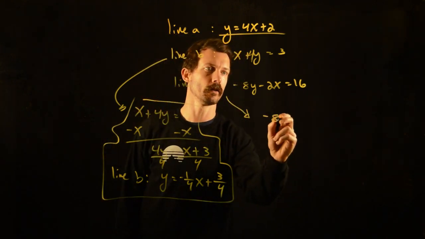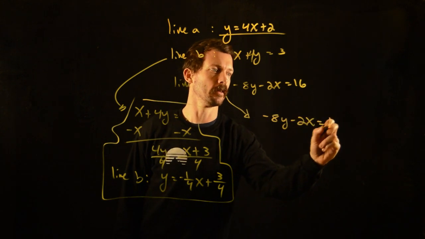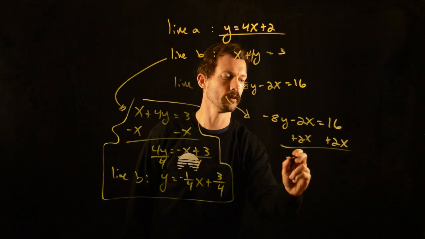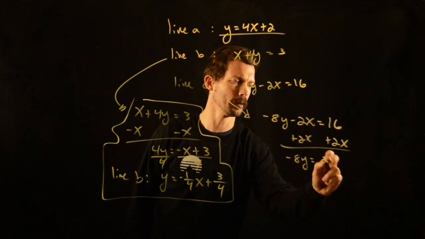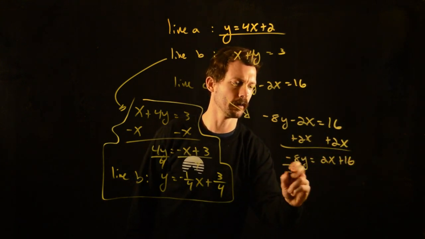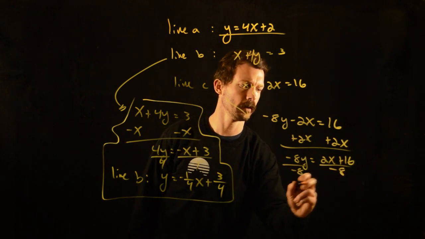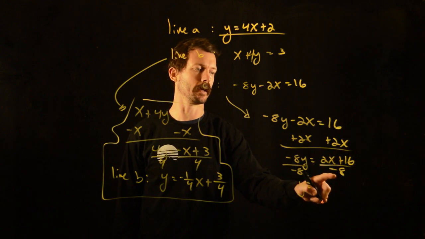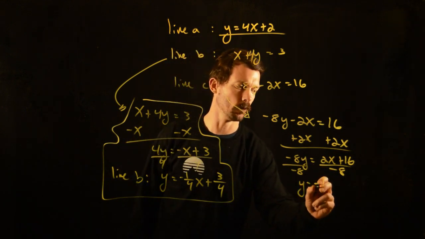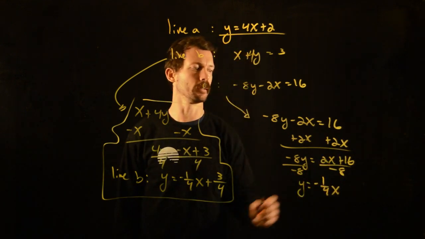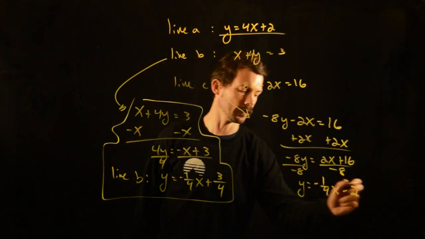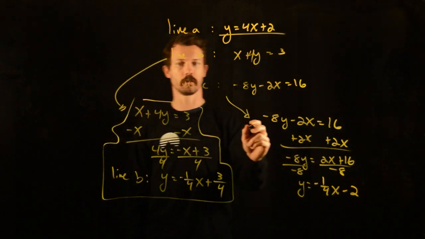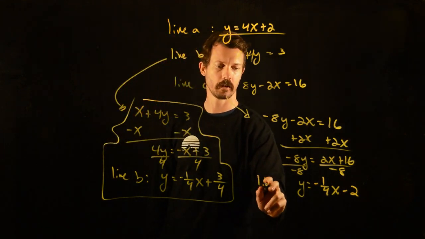All right, so all we have to do is take this guy and solve it. Same exact thing we just did. Put it into slope-intercept form, because I'm going to show you in a minute why we're doing that. So divide everything by -8. Y equals, that simplifies down, right? 2 divided by -8 is really going to be -1/4 x. 16 divided by -8 is -2. All right, so once we have that done, so this was line C.